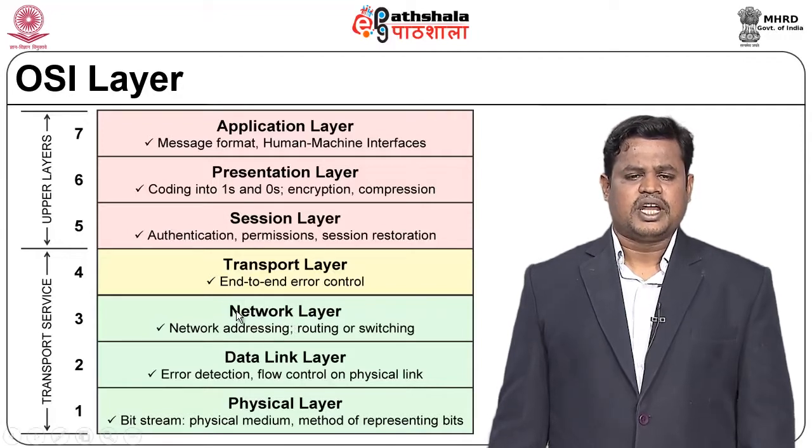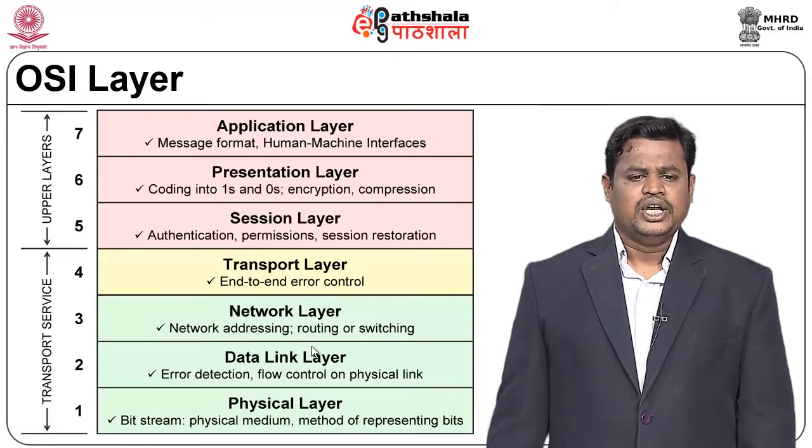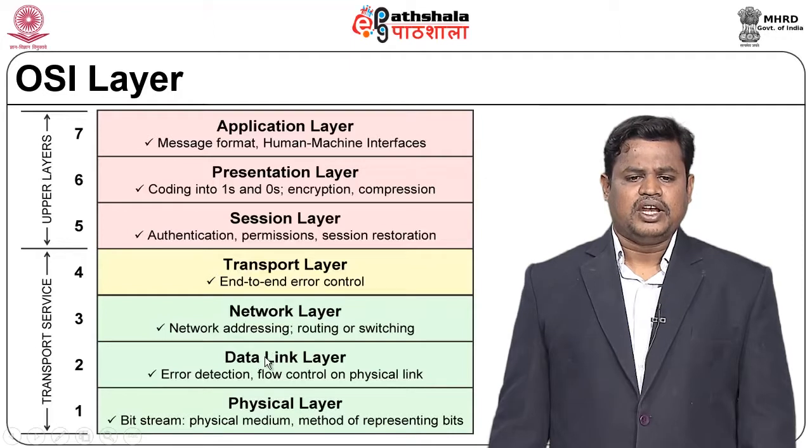Everything is taken care of by this layer called the network layer. Here its major role is network addressing, and routing or switching concepts depend majorly on the network layer. And the data link layer, which is the second layer, is also very important to the end user machine, because each and every end user depends on the technology they are using, and that purely depends upon this particular layer called the data link layer.